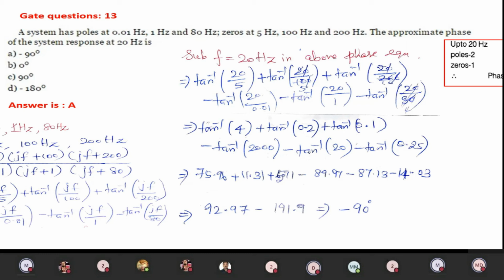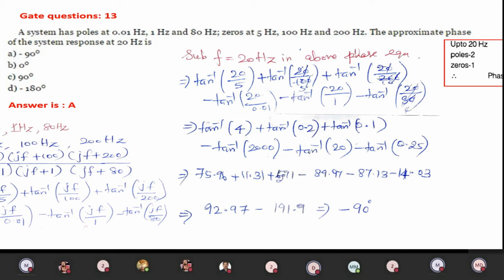Here f is equal to 20 hertz. Poles will be at 0.1 hertz, 1 hertz and 80 hertz. Zeros at 5 hertz, 100 hertz, 200 hertz. By having this, you can write the transfer function first of all. The numerator, the zeros, is jf + 5, jf + 100, jf + 200. In the denominator, jf + 0.1, jf + 1, jf + 80. Now from the transfer function you can write the phase angle.